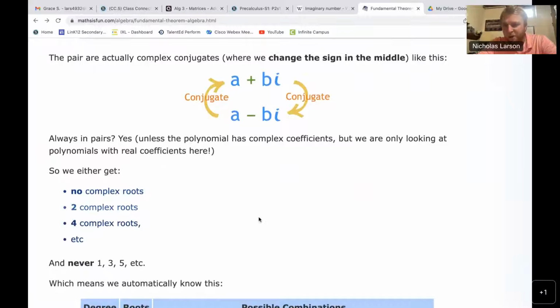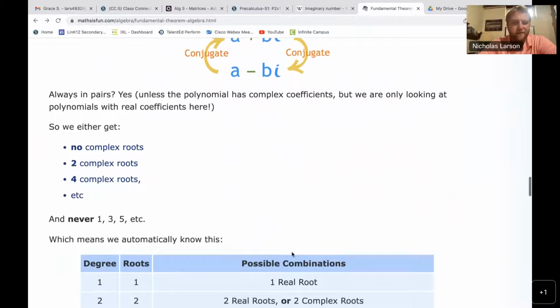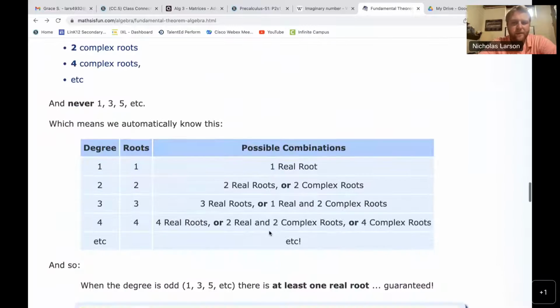So again, what are your options? You're never going to have an odd number, right? You're either going to have no complex roots, 2 complex roots, 4 complex roots, because they always have a conjugate. And again, we kind of know this. If there's a degree of 1, there's only going to be 1 root. That's like a linear line, okay? Crosses at one spot. That could be a constant.